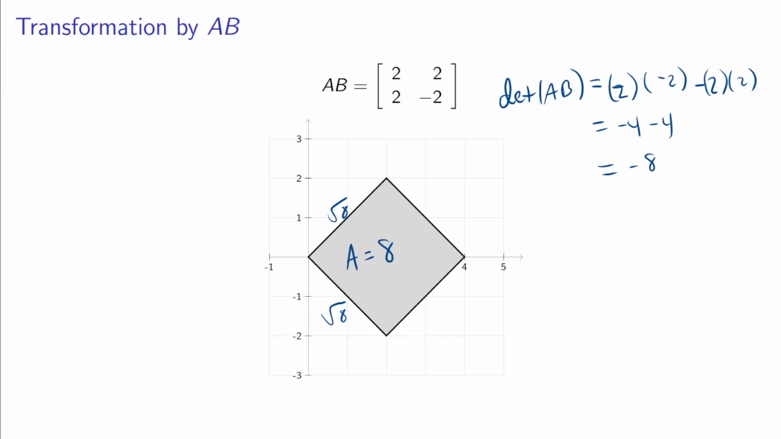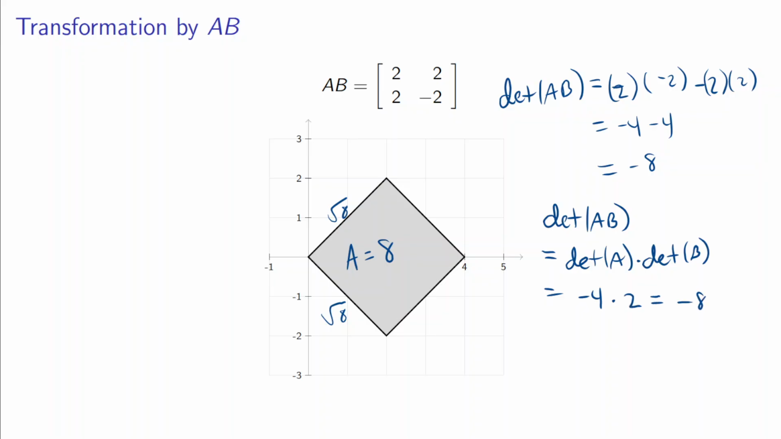This happens again because A does that flipping action, so we get a negative value. But you can see that it ends up being the determinant of AB is just the determinant of A times the determinant of B, right? The determinant of A was -4, the determinant of B was 2. So we end up getting -8. That's not a coincidence. That's actually a general property of determinants.